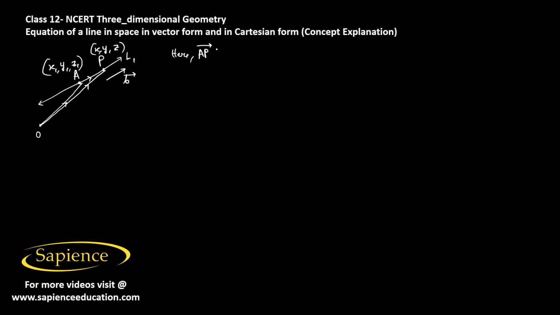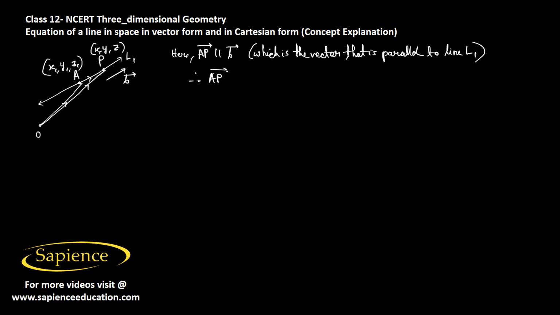So here we can see the AP vector is parallel to the B vector, which is the vector that is parallel to the line L1. So since AP vector is parallel to B vector, therefore we can tell AP vector is some lambda times B vector.